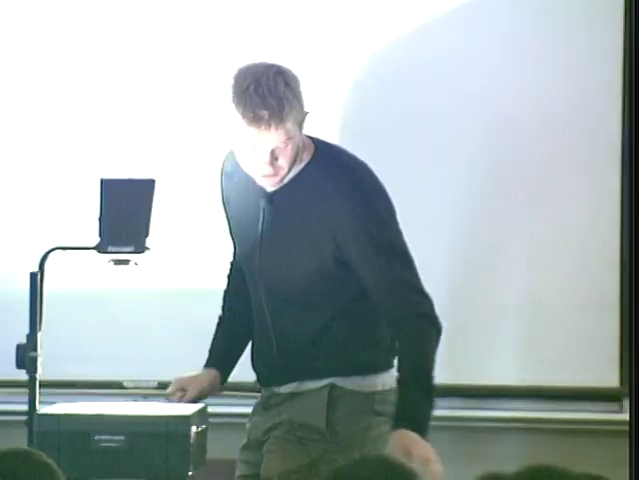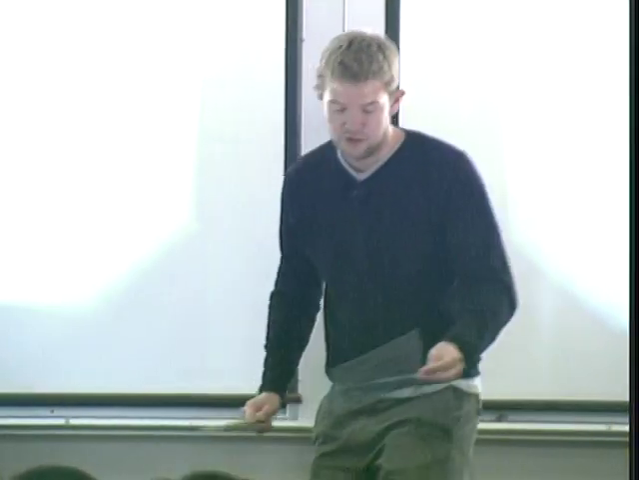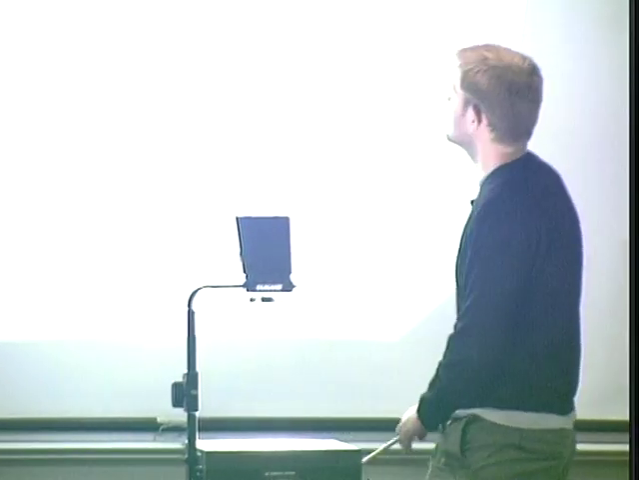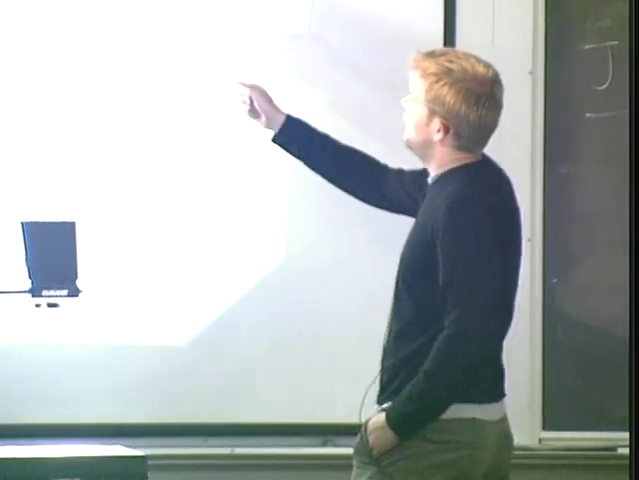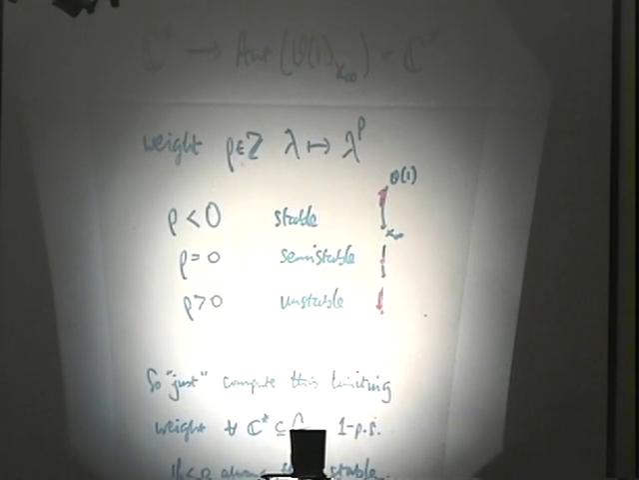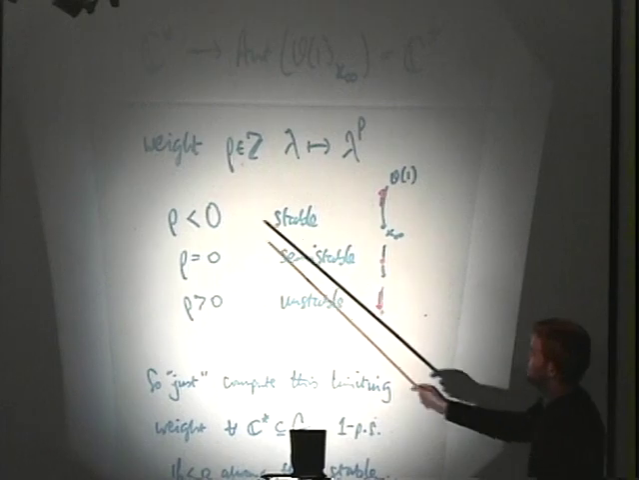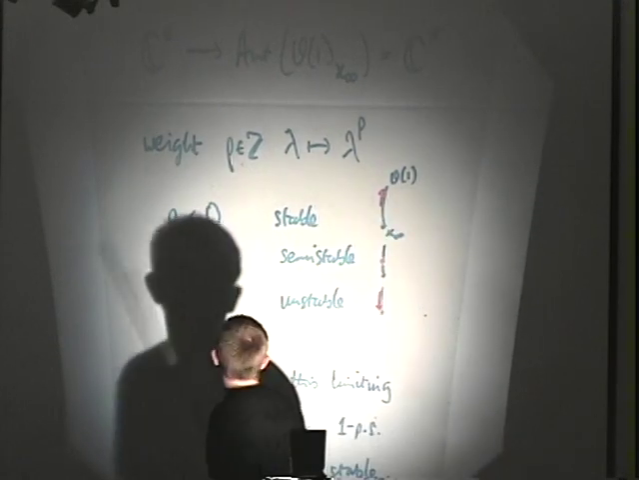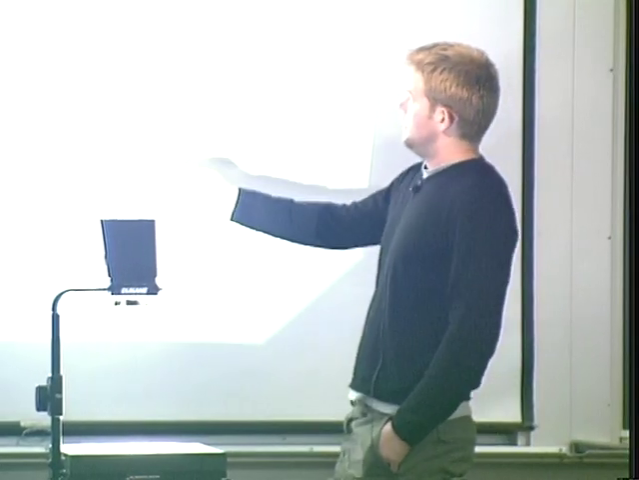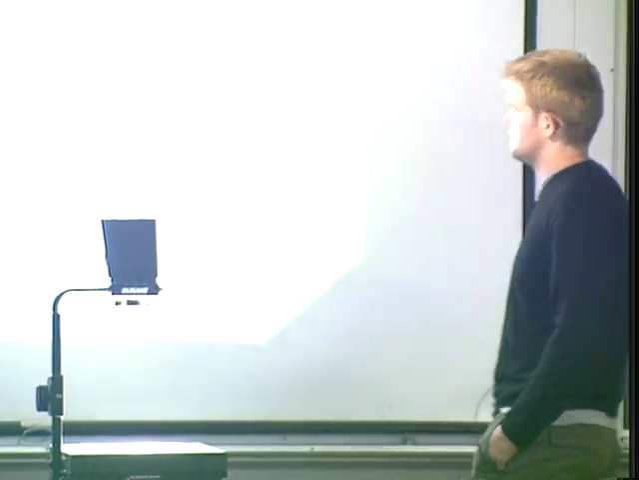So you just need to look at the C star action on the fiber over the limit point to determine whether or not the point is stable for this one-parameter subgroup. Then you just have to do that for all one-parameter subgroups. So this is that statement. C star acts on the fiber, the line over the limit point. If it has negative weight, then it's stable. That means that the C star action is taking you up to infinity. Zero is semi-stable and positive is unstable.